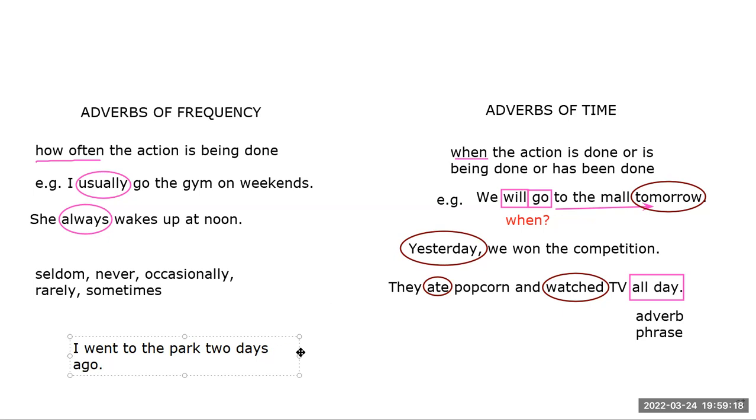So we'll start off a little bit difficult, but don't get scared because I said that it was difficult. I went to the park 2 days ago. What is the adverb here or the adverb phrase? Adverb of time. First, tell me what the adverb is. So is it one word or is it more than one word? One word. Okay, what do you think the adverb is then?